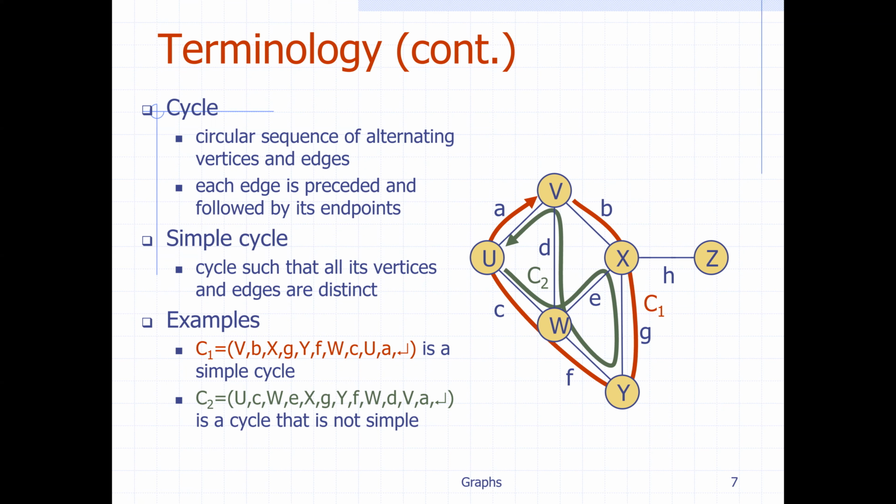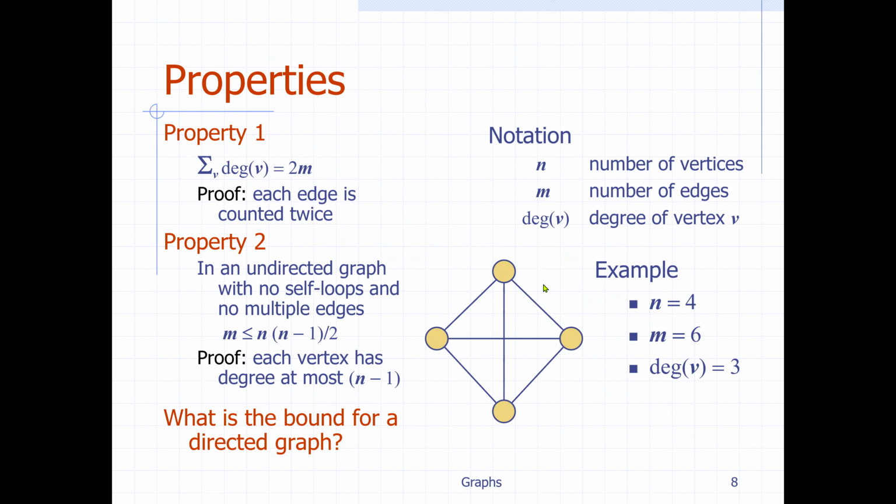C1 is distinct because we visited all the edges and the vertices once. If it's not simple, same as path, if a path or circle is not simple, it means at least one of the edges or vertices was visited more than once.